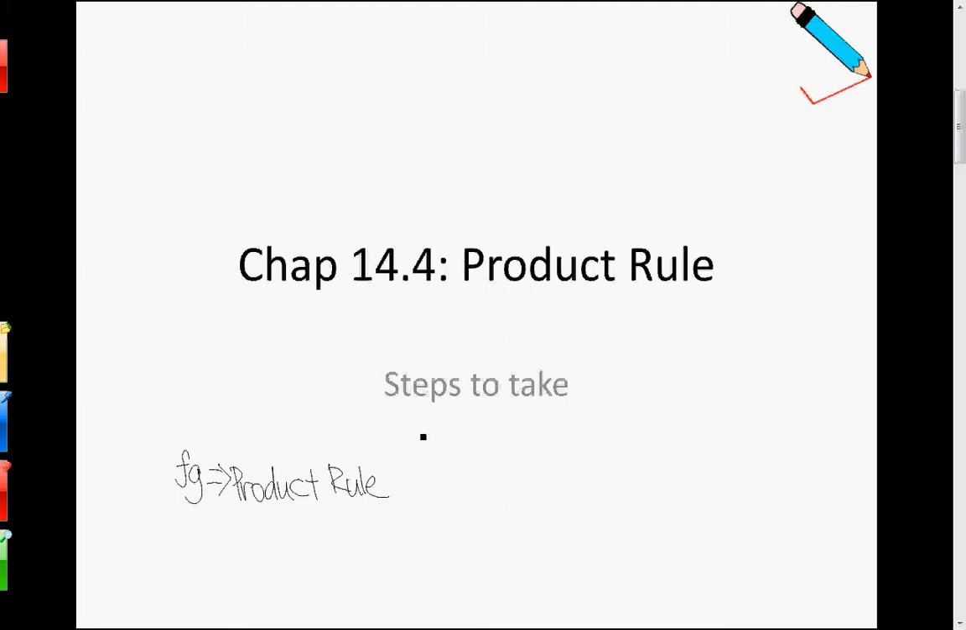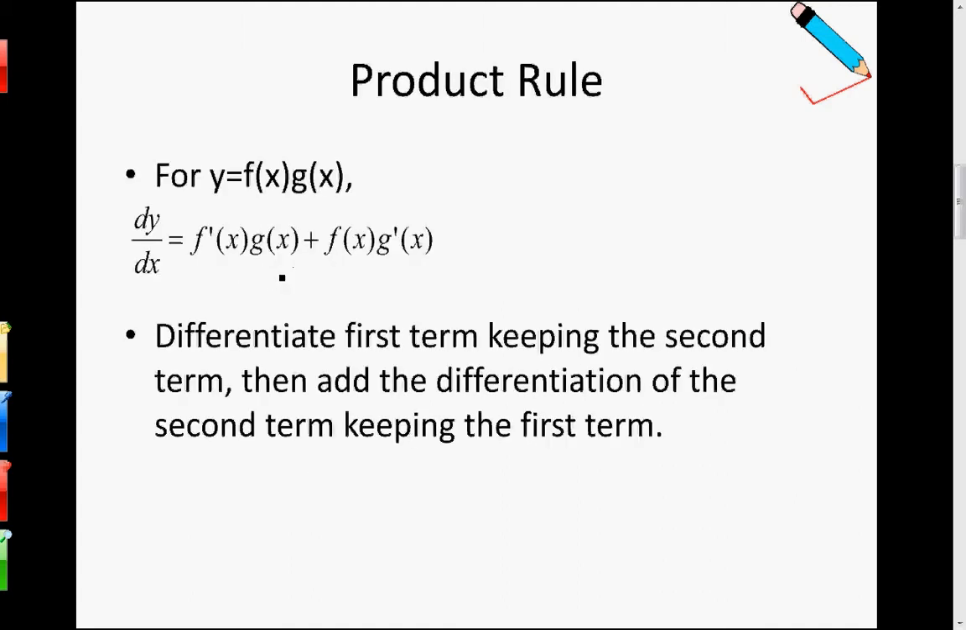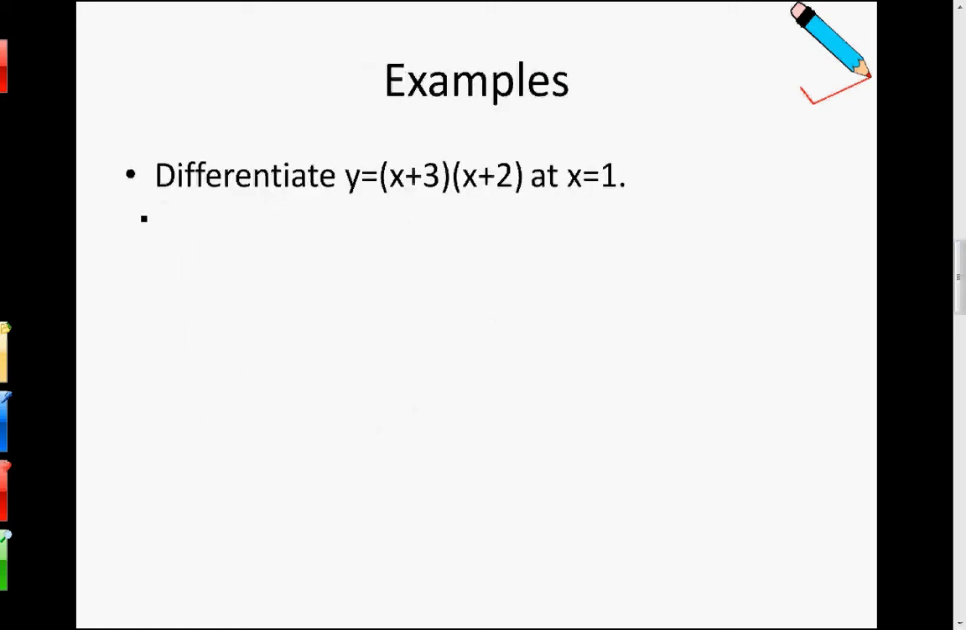Okay, so what are the steps to take to do product rule? We'll find out in a while. So we move on to what product rule is all about. Given that a function y is the product of the function f and the function g, to do product rule, we first differentiate f, keep g, and then keep f and differentiate g. So basically we differentiate the first term and keep the second term. So you see, it's first term and second term. So differentiate the first term, keep the second term, and then we add it to keeping the first term and differentiating the second term. Okay, so let's practice one example.